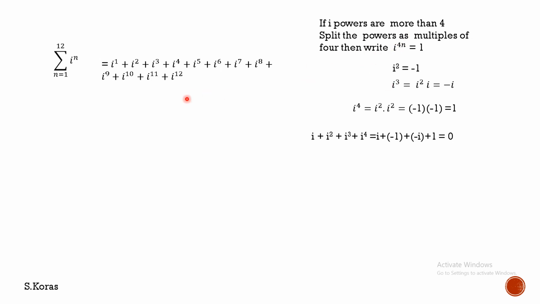For example, if this is your i power 11, you can split it as i power 8 into i power 3. I power 8 comes under this section: i power 4 or i power 8 or i power 12 or i power 16, the answer is 1. So if you write i power 11 as i power 8 into i power 3, then you know very well i power 8 value is 1. So the net result is simply i power 3.